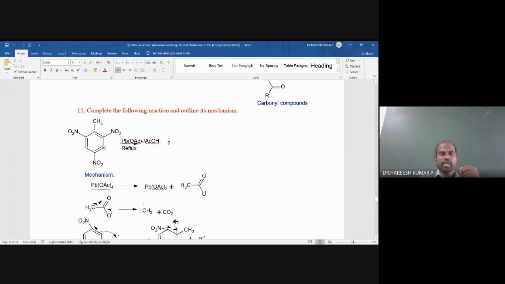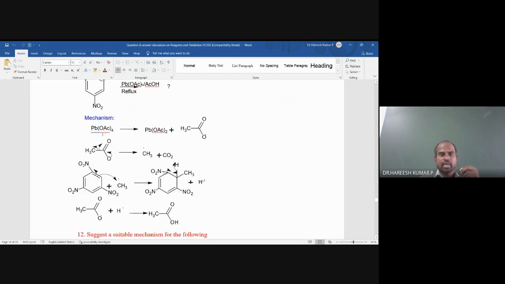This is the product only, but this product follows a free radical mechanism. Lead tetraacetate can give you lead diacetate and forms an acetate radical. This acetate radical undergoes homolytic cleavage here, and a methyl radical is obtained and carbon dioxide is going out.